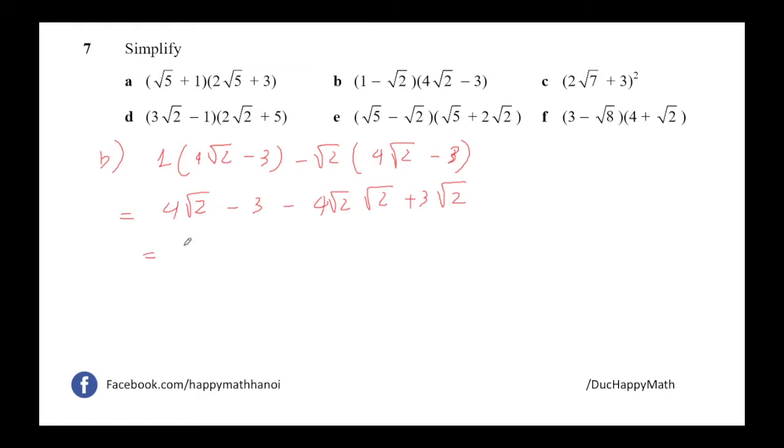So let's simplify step by step. Square root 2 times 4 square root of 2 is 8, plus 3 square root of 2. And the integer numbers you got: minus 3 and minus 8, it means minus 11. 4 square root of 2 minus 3 square root of 2 is square root of 2. So this is the result for question B.